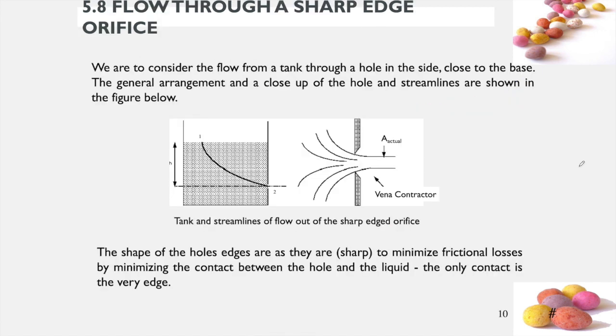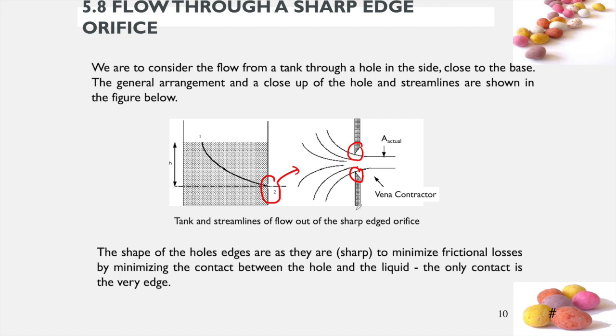Okay, so flow through a sharp edge orifice. If we have a tank and then there will be a sharp edge orifice over here, if we enlarge the point here, we will get this kind of figure. The shape of the hole edges is sharp to minimize frictional losses. So we can see here there is a sharp edge, and this is to minimize frictional losses.